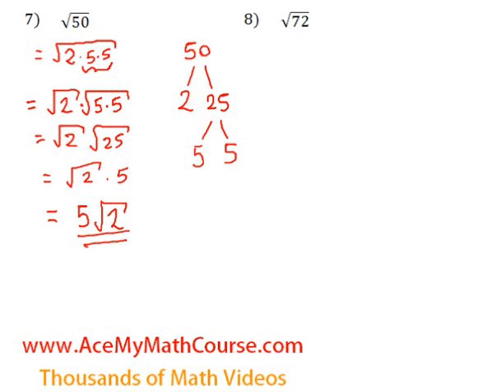There we go. How about 72? Accidentally put a dot there. Now let's make a factor tree for 72.